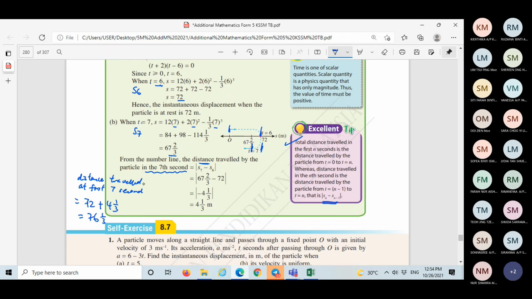So you must be very clear: the first 7 seconds and in the 7 seconds, what is the difference? Don't make a mistake on this one.